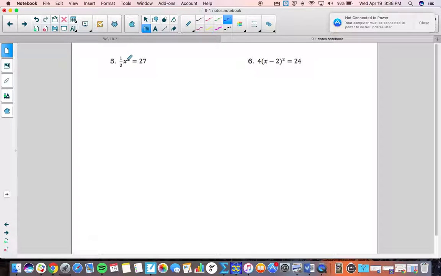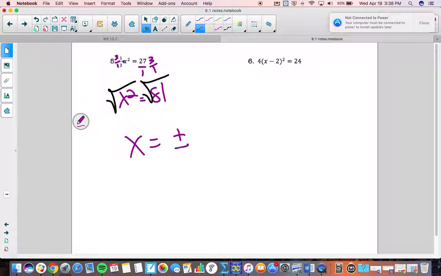Here x is getting squared, but first I have to undo multiplication. It's getting multiplied by 1/3. So multiplied by the reciprocal, 3/1. We get x squared equals 81. So last but not least, square root, x equals plus or minus 9.